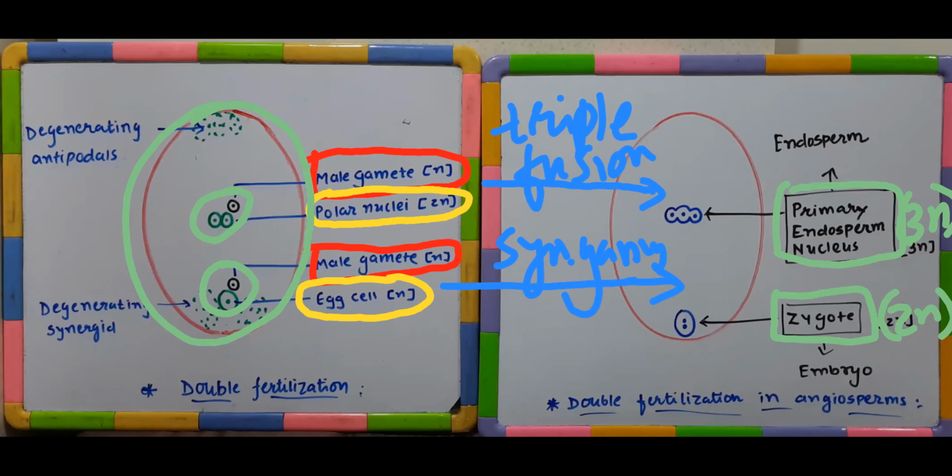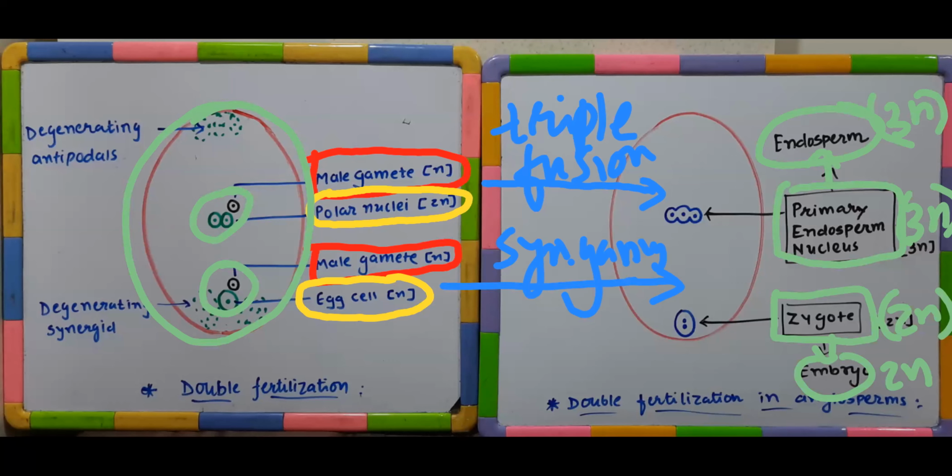The two products of this, one of them zygote and another one primary endosperm cell, respectively give rise to embryo and the endosperm tissue. The zygote gives rise to embryo in future. That's going to be the diploid structure. Primary endosperm cell altogether gives rise to endosperm tissue in future. This is the triploid one.